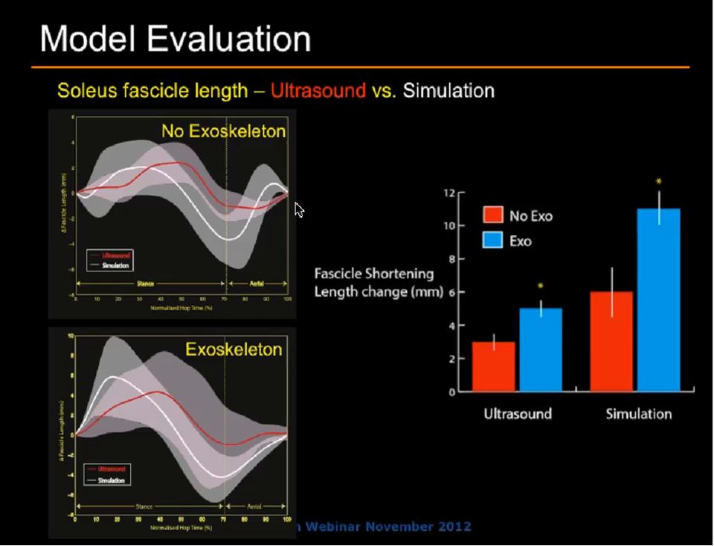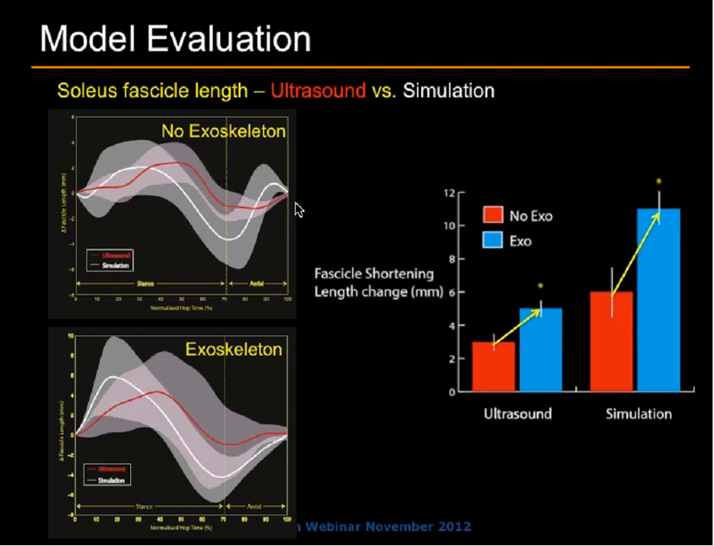So particularly here, I've plotted the amount of shortening occurring in the muscle fascicle during that latter part of ground contact. And in red is the condition where no exoskeleton was being used, and in blue, the spring-loaded exoskeleton was being used. For the ultrasound data and for the simulation results, you can see in both cases when an exoskeleton was worn, there was a significant increase in the amount of shortening that had to be done by the contractile element of the muscle.